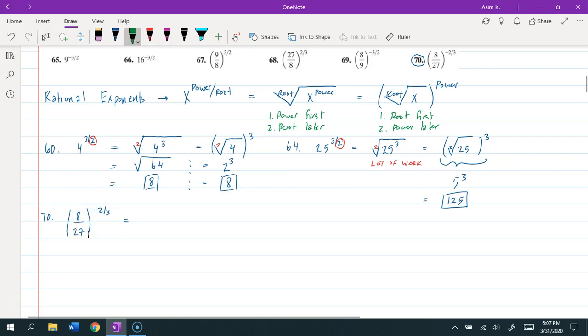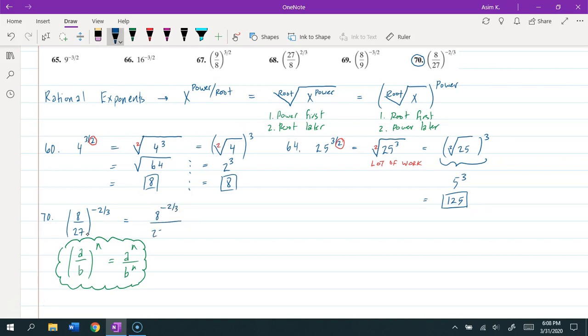Let's take a moment and talk about what you do if you have a fraction. A over b to the power of any exponent n, recall, becomes a to the power of n over b to the power of n. This is the rule for exponents that we learned earlier, and we're applying it. So this is technically 8 to the power negative 2/3 over 27 to the power of negative 2/3. You see how I did that? I distributed that n value to both the 8 and the 27.